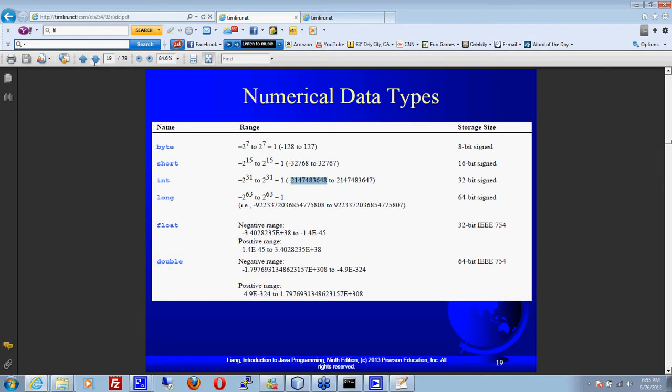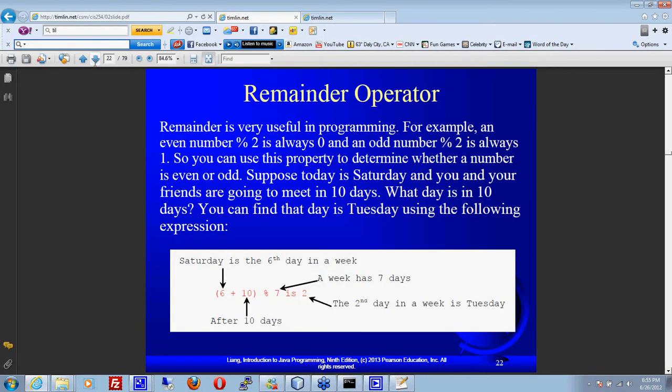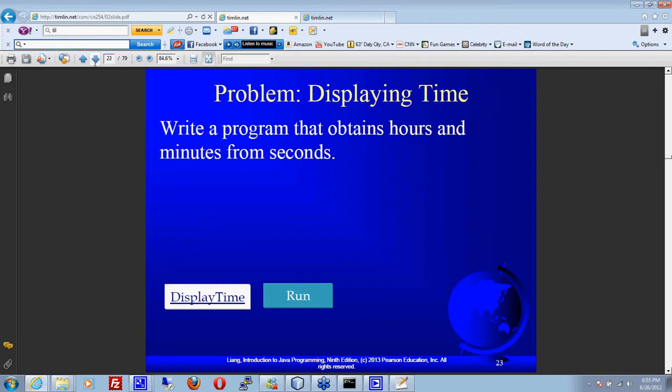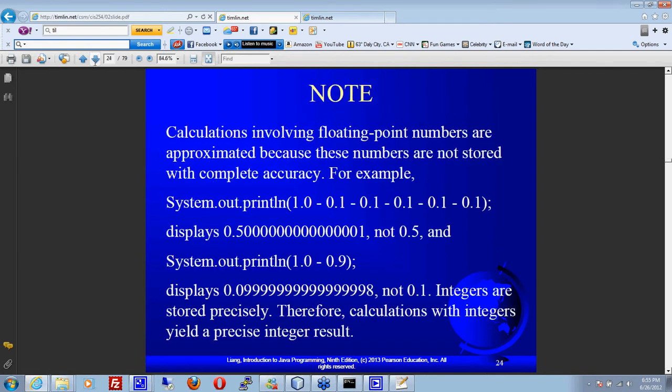But dates are stored as numeric values. And we'll get a little bit more on this. Displaying time can be very tricky. So we're going to look at how it's done.